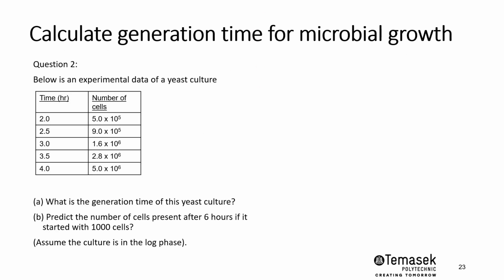Okay, let's look at another example of this. This is the experimental data of a yeast culture. After 2 hours, we start off with 5 times 10 to the power of 5 cells. After 4 hours, we end off with 5 times 10 to the power of 6 cells. The first question to ask is, what is the generation time of this yeast culture? Second question, can you predict the number of cells present after 6 hours if it started off with 1000 cells, assuming the culture is in the log phase? Please have a go at this, and then I'll show the solution later.